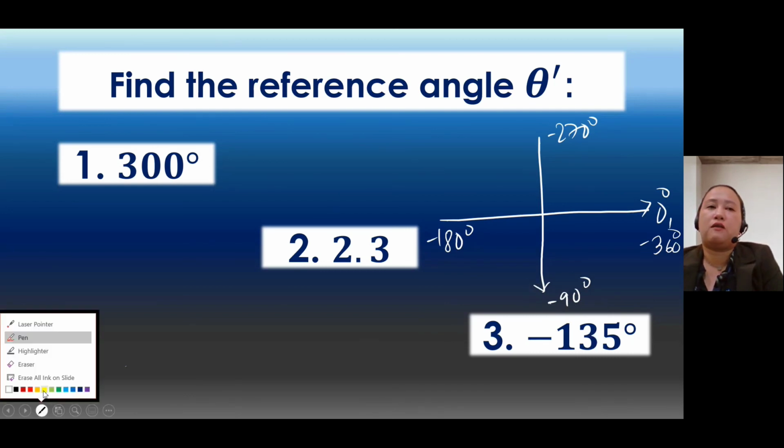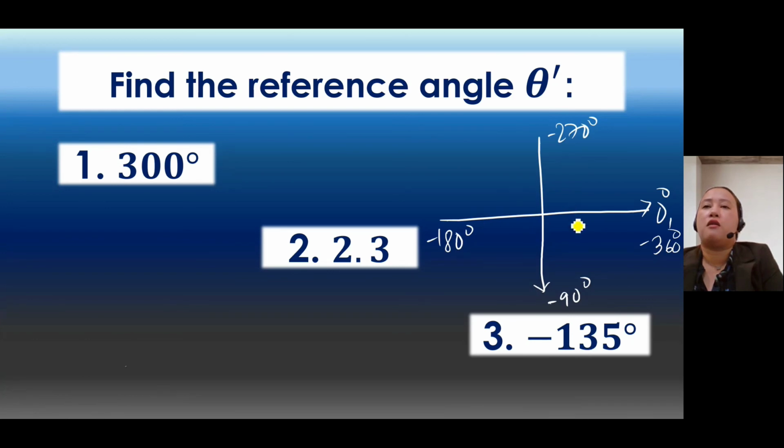The negative 135 is located in the third quadrant. So it is actually in between. Okay. So from the positive x-axis, clockwise, negative 90. So this is negative 135.